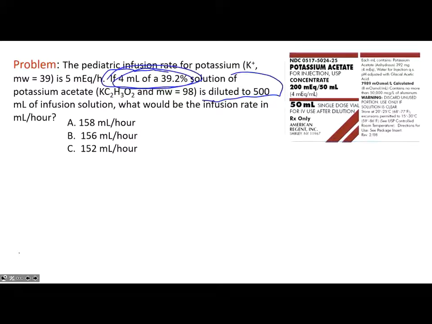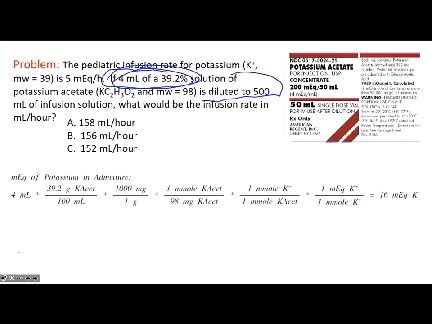You need to say, okay, 4 milliliters of a 39.2% solution is not helpful. What I need to know is actually how many milliequivalents of potassium I put in the bag by doing that. So the first step to answer this question is to start with that 4 milliliters. I'm adding 4 milliliters of that concentration. Let me now figure out how much actual potassium is in the bag. My first step was to take the 4 mils times the concentration and convert it into milliequivalents of potassium.